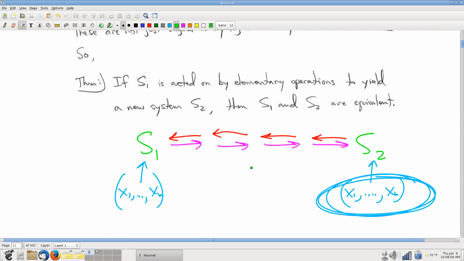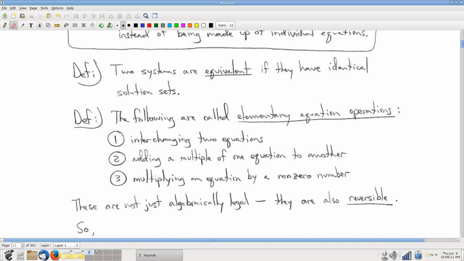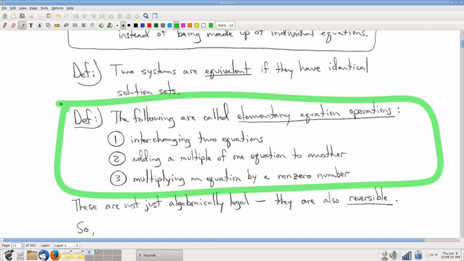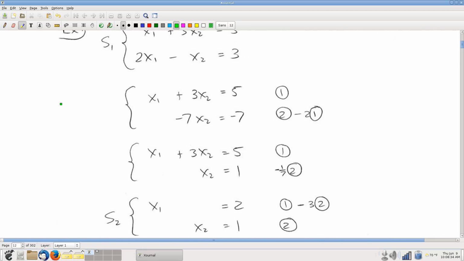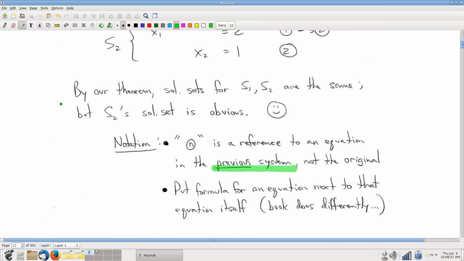Okay. Importantly, look back and notice that these elementary equation operations don't say anything about taking an equation from one system and combining it in some way with a different equation from a previous system. No. Nothing of the sort is allowed, right? All elementary equation operations involve operations on equations within a single system. So there is no mix and match allowed.